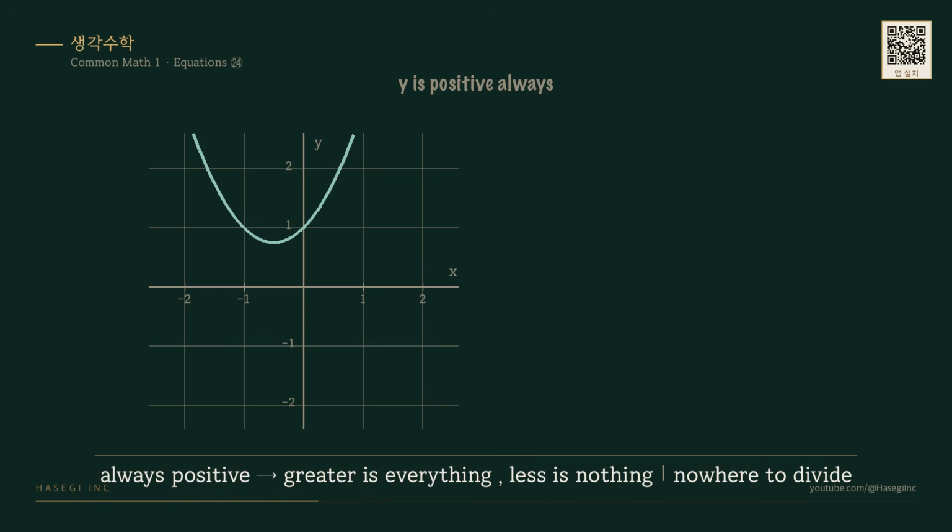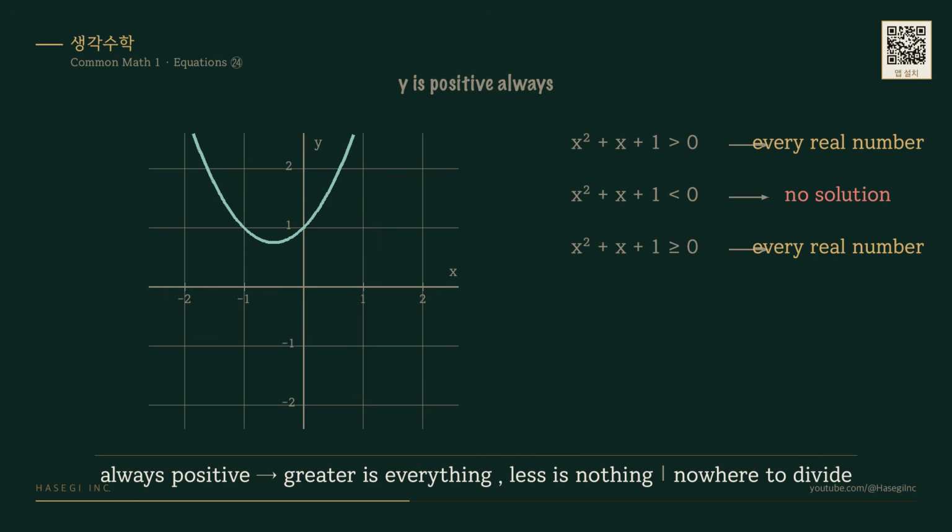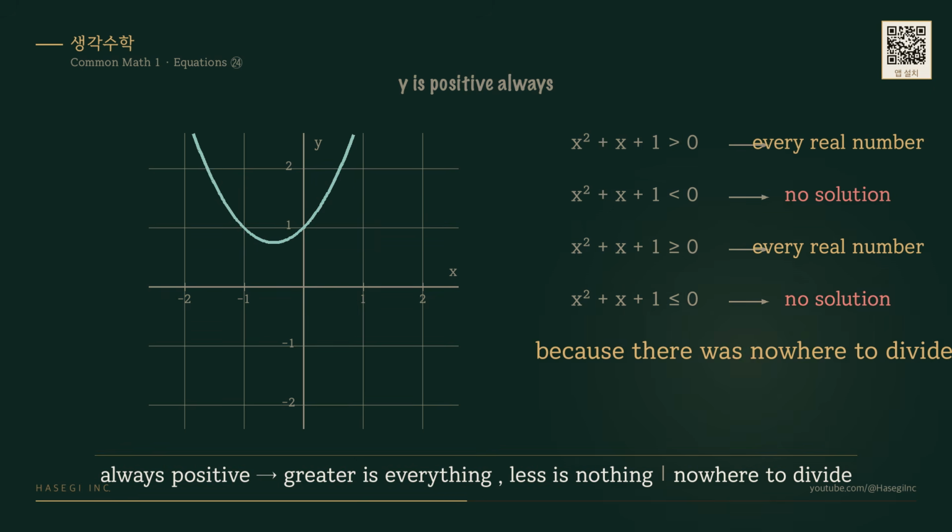If the whole parabola is above the axis, then y is positive always. So greater than 0 holds for every x you try, and the answer is every real number. Less than 0 fails for every x, so there is no solution. The equal bar changes nothing either. Greater than or equal to 0 is still every real number, and less than or equal to 0 still has no solution, because nothing ever touches the axis. Everything or nothing, because there was nowhere to divide.